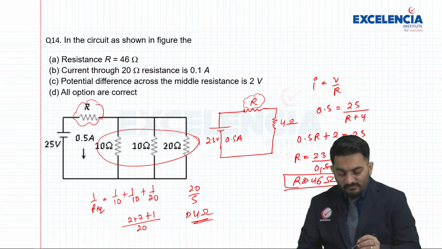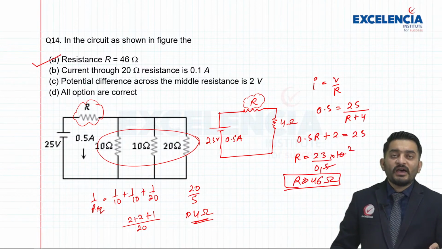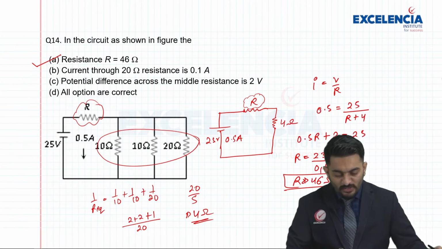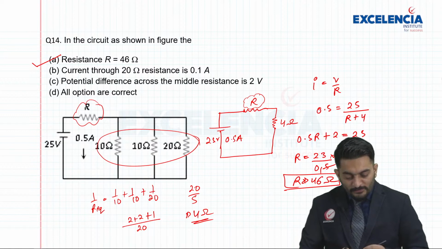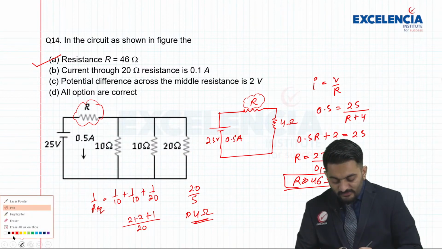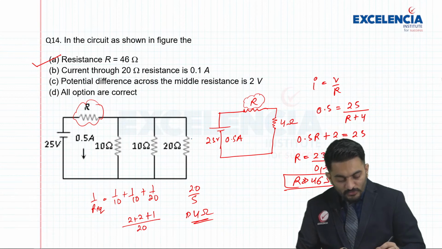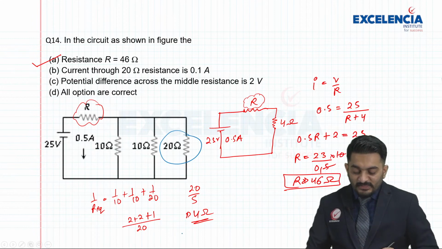So I think what they have given is absolutely correct, that the resistance value, R value, is 46. Okay, sorted, not a problem. Current through 20 ohm resistance is 0.1. In the circuit, 0.1 is the value of current which has been given. You have to calculate whether this current is same or not. Now 0.5 has been given.